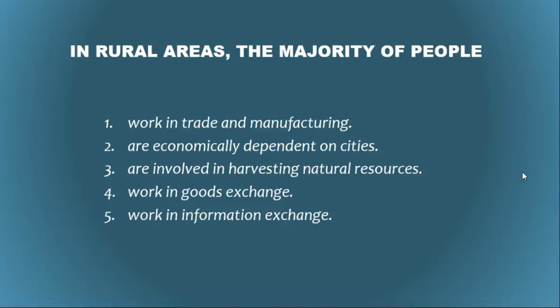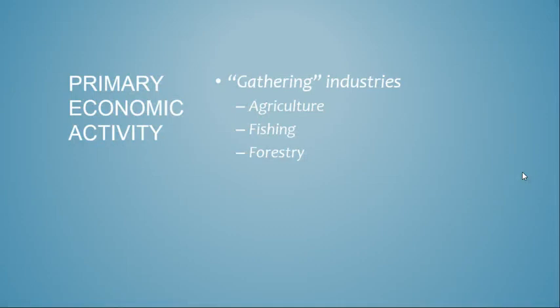Well, in rural areas, most of the time, you're going to find people who are harvesting, right? A lot of times, it's actually agriculture. Yeah, so that is going to be a primary activity. Primary activities will be the bulk of rural areas, right? Gathering industries: agriculture, fishing, forestry.